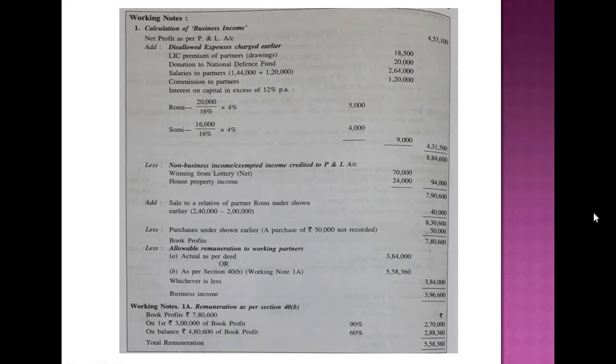Then you have to less the allowable remuneration to working partners under section 40B. This has been calculated because the remuneration has been paid in accordance with the partnership deed. As we have done earlier, first of all, we have to take the actual remuneration as per deed. In total, the actual remuneration will be 3,84,000. That is the salary to both the partners, that is 2,64,000, and also commission to a partner, that is 1,20,000. So you'll get 3,84,000.